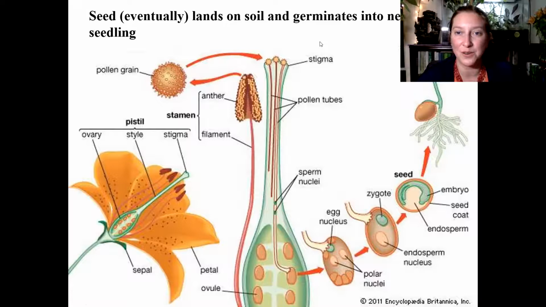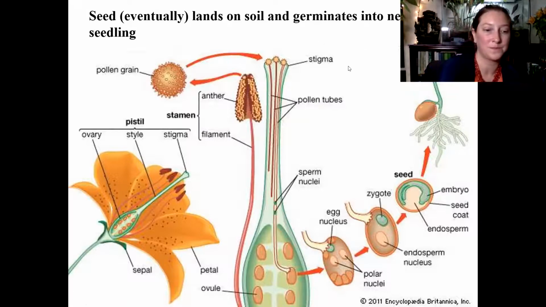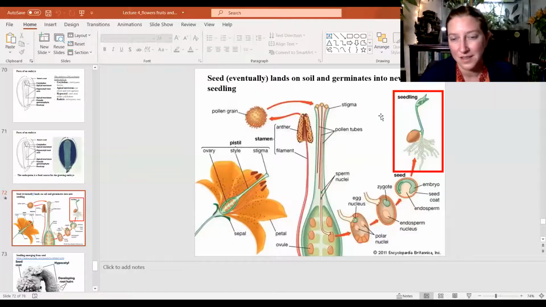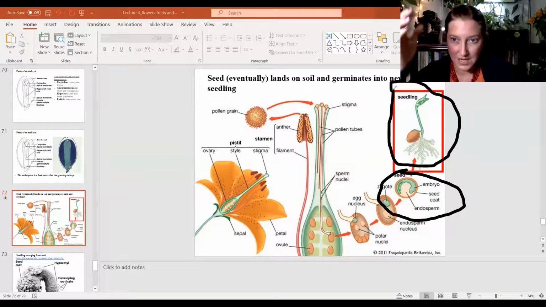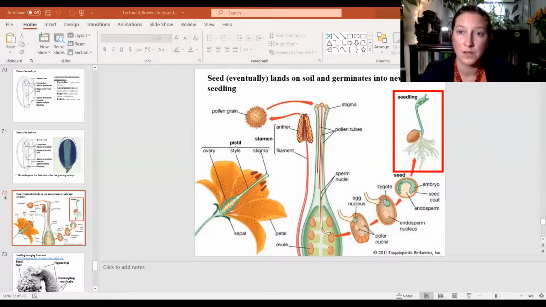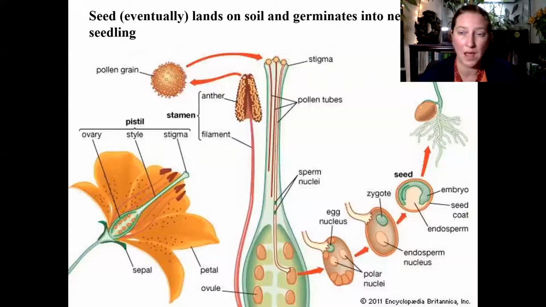Or I guess I could also do this. Well, still don't really see it that great. But the main thing I was trying to show you on this slide is that you end up with a seed with an embryo inside, and then eventually that embryo is going to emerge out of the seed and you'll have a new plant, right? Which is a seedling. So pull up the slides that are available on Canvas and you'll be able to see this without my head blocking it.